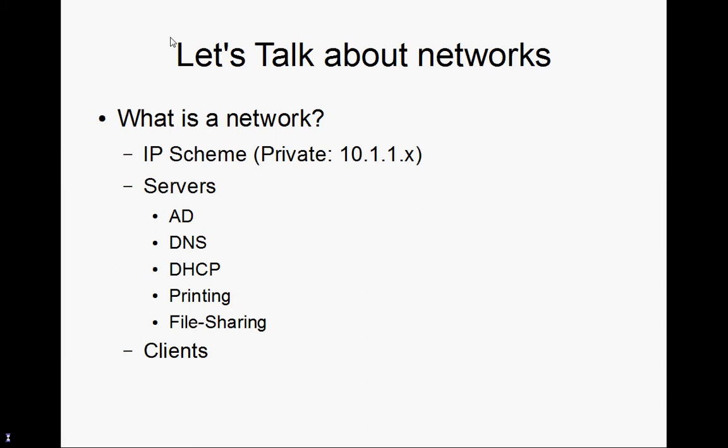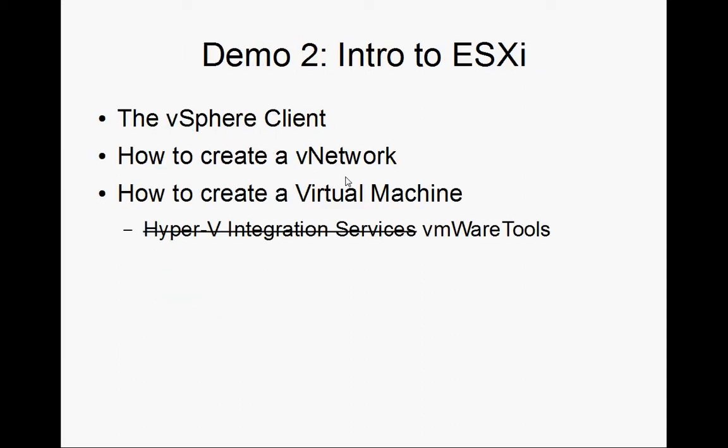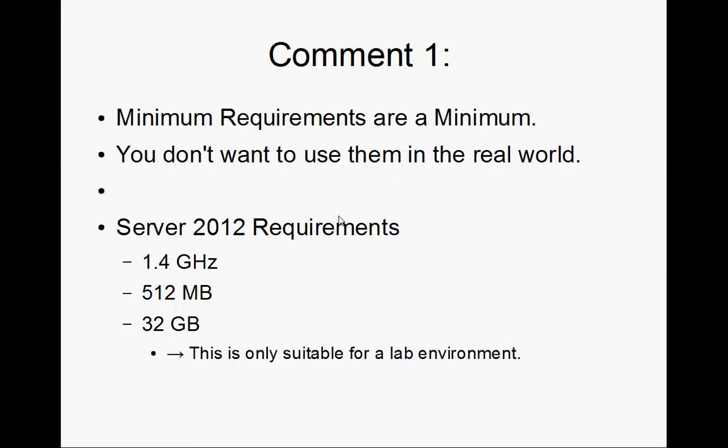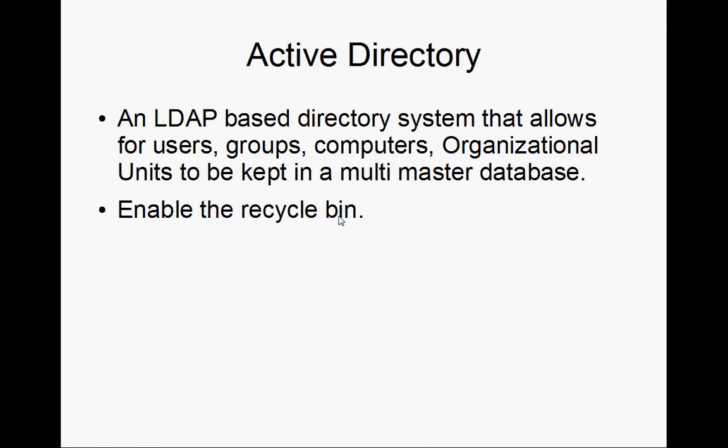And we have set up ESXi, and we configured an extra switch for it. And we said we're going to make our first three servers, Active Directory and DNS. We talked about Active Directory and DNS a little bit, and a little bit about IP addressing. And there's a minimum for servers. It's only suitable for a lab. And we installed our first server to be the Active Directory server.